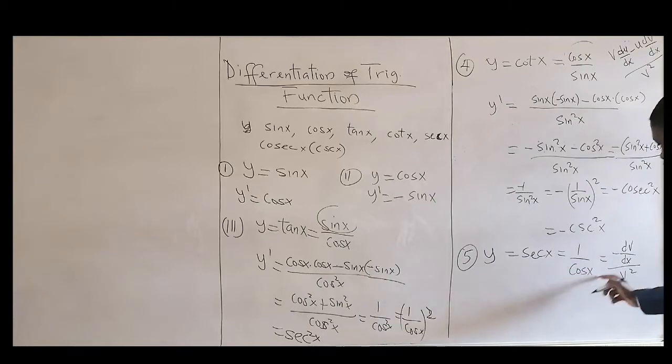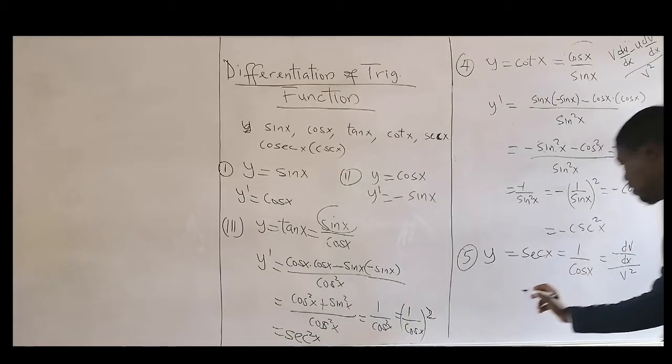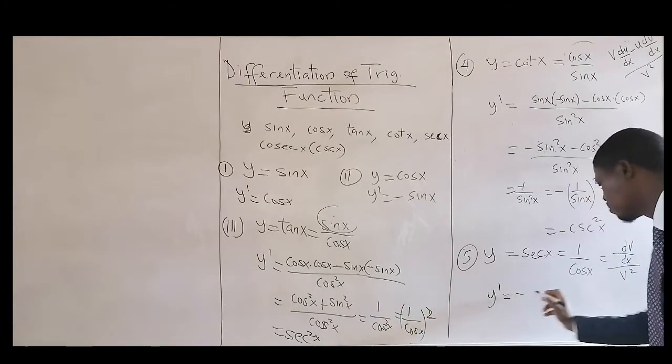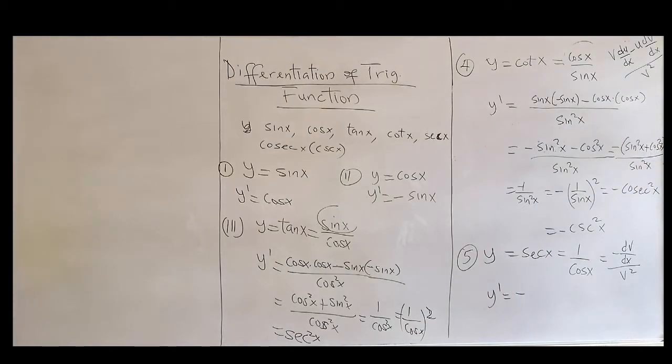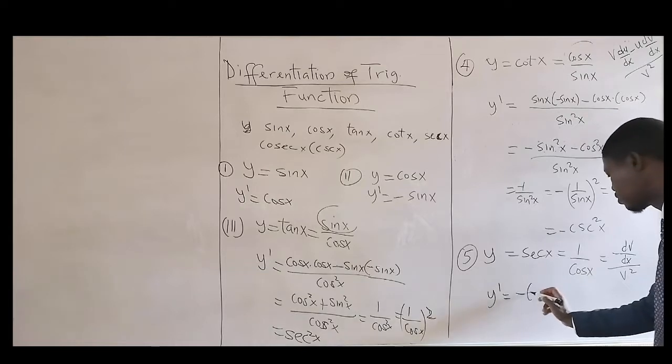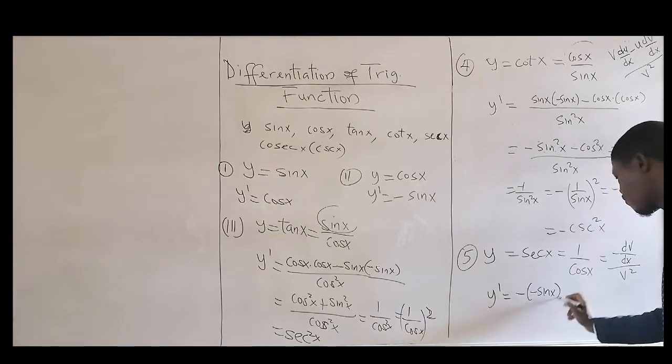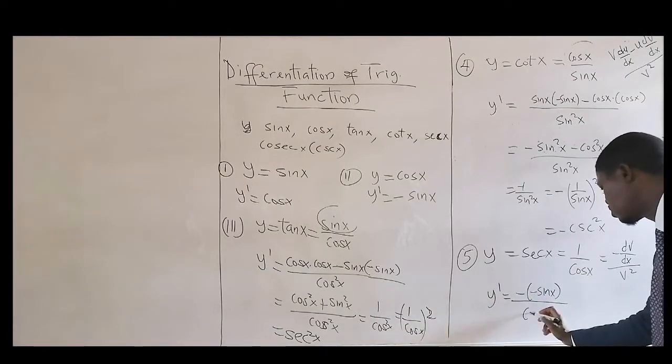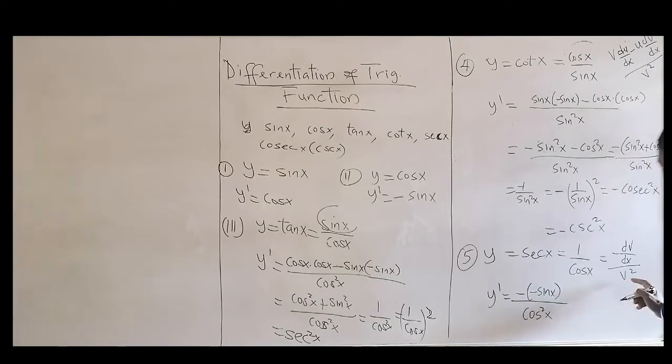So this is my v. The derivative of this one is what? So I'm going to have y prime equal to minus dv dx. If I differentiate this one, that's minus sine x, all over cos square x, the v squared. And that'll be equal to what? Minus times minus, that's sine x over cos square x.